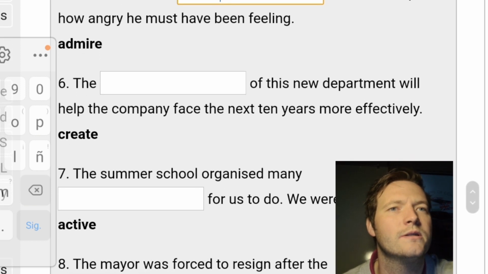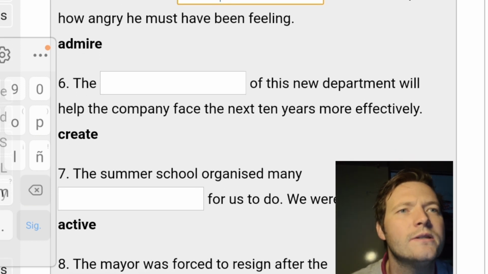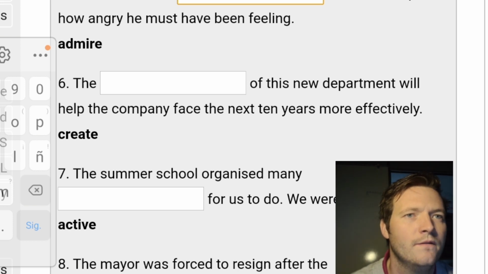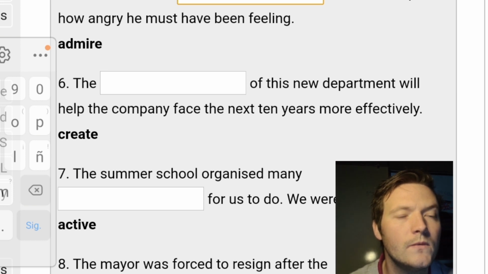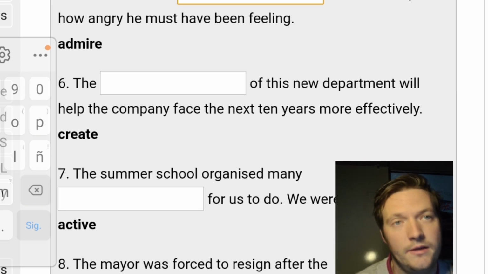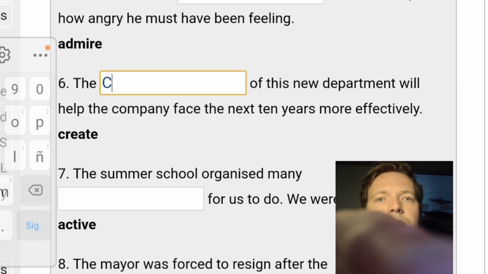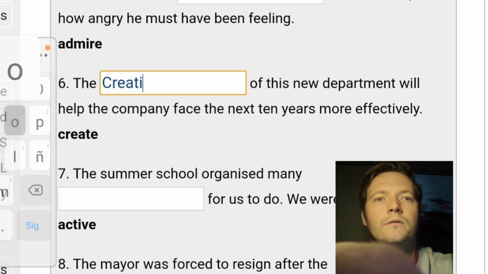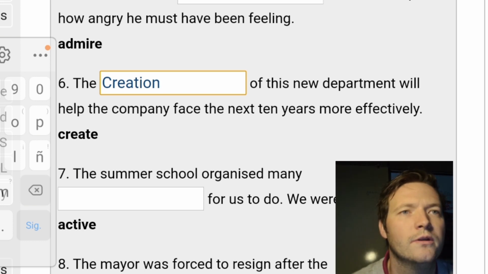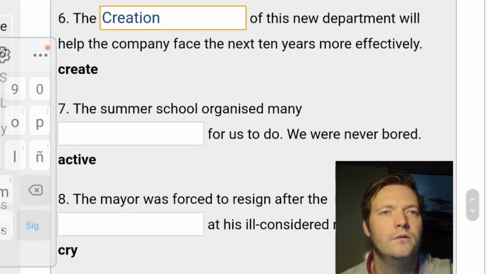Okay, number 6. The create of this new department will help the company face the next 10 years more effectively. So the fact that it has been created, the creation of this new department. Yeah, I think so.